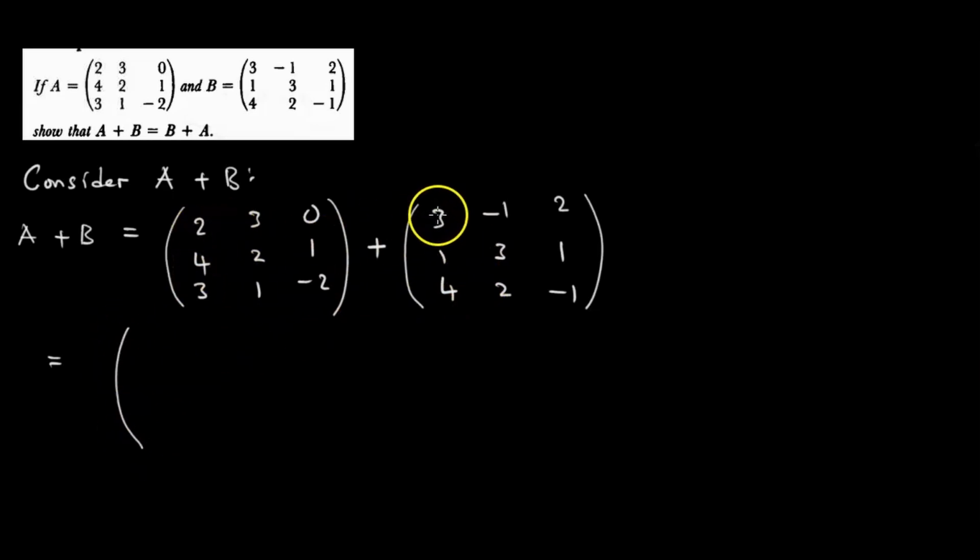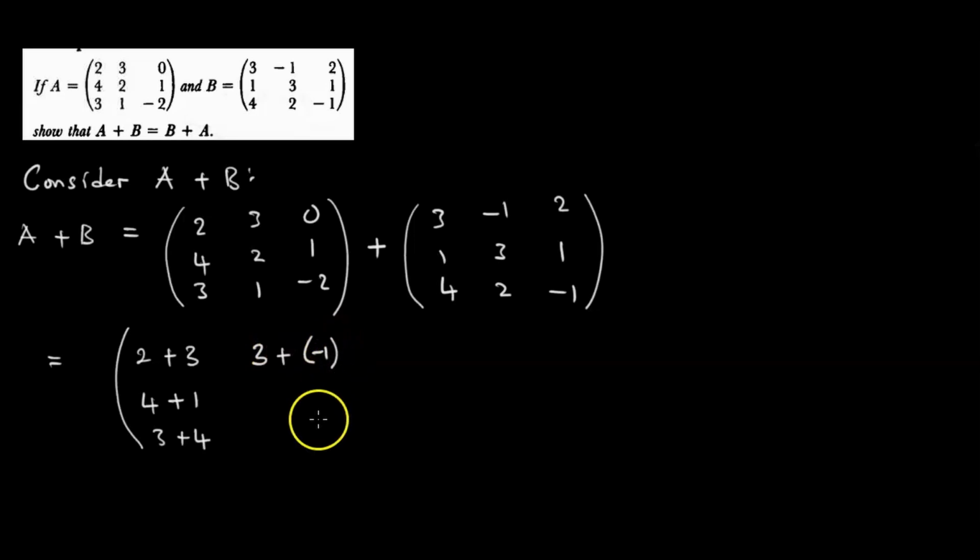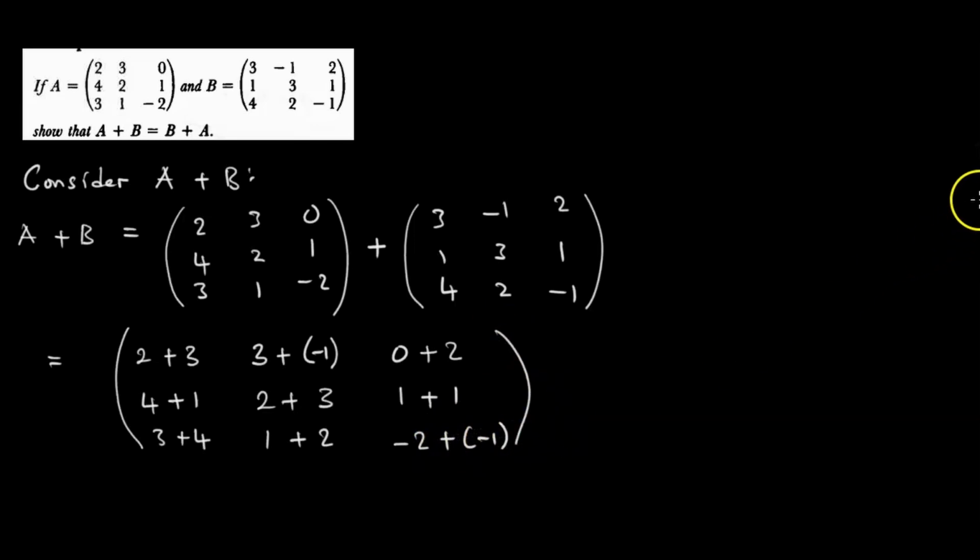So the 2 at the corner is paired with the 3 here. 2 plus 3, then 4 plus 1, 3 plus 4, then in the middle 3 plus minus 1. Let us write them as they are. We will simplify as we do our final working. Then it's 2 plus 3, 1 plus 2. Then at the corner 0 plus 2, 1 plus 1, minus 2 plus minus 1, like that.